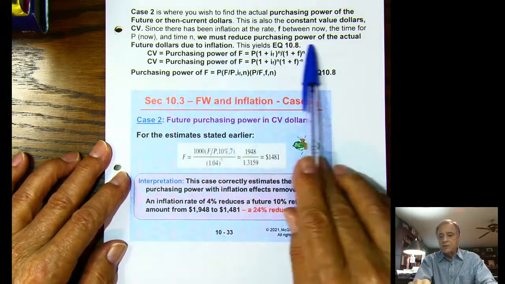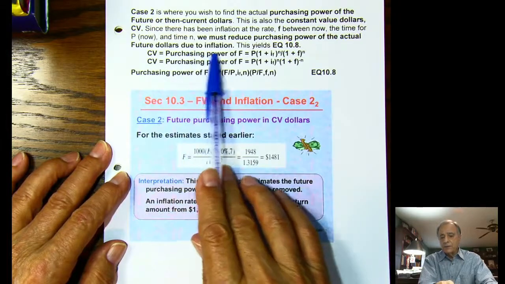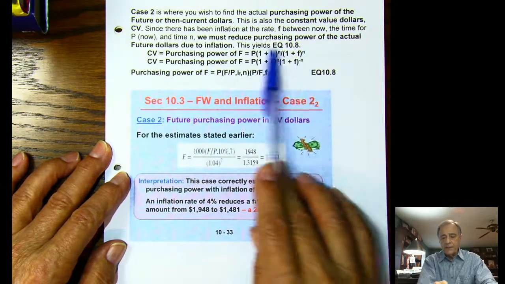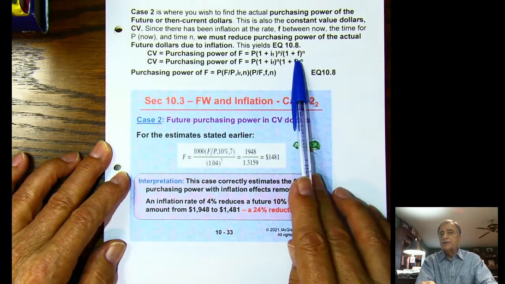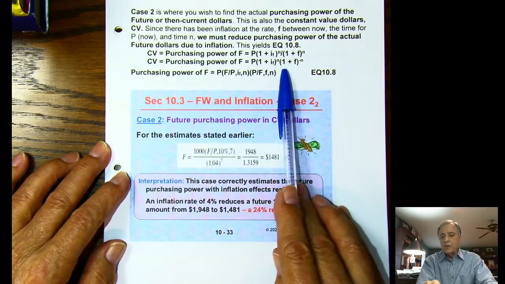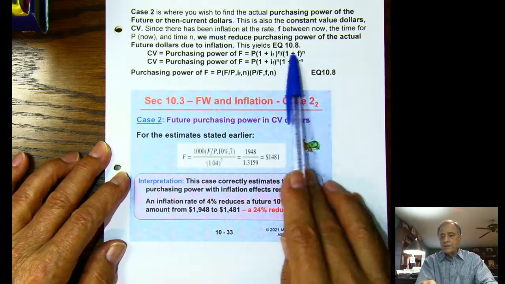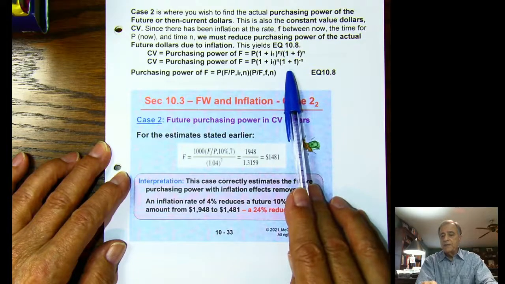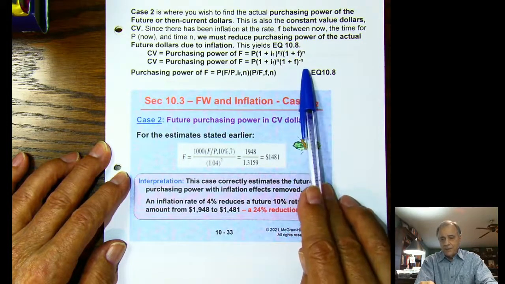Essentially, we must reduce the purchasing power of the actual future dollars due to inflation, and that's what we're doing here by dividing by (1 plus f) to the n. Or another way to do it is to multiply by (1 plus f) to the minus n. And we know what this is. This is P given F at the rate f for n periods.